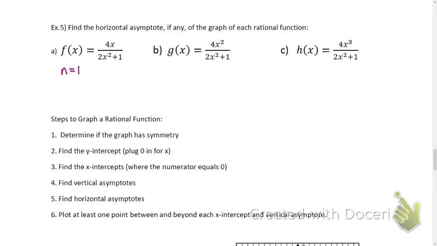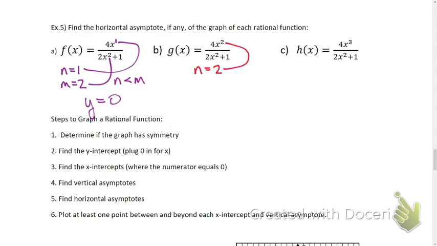This one we know n is 1 because there is a 1 right there. And we know m is 2, that 2 right there. So n is less than m. This is the first scenario. y equals 0 is our horizontal asymptote. Let's try another one. n is 2, m is 2, they equal each other. So that's scenario 2.